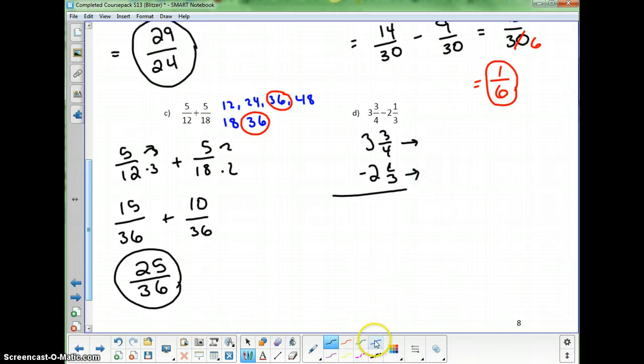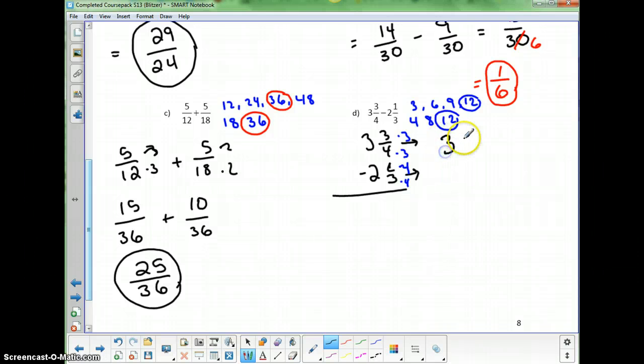Okay, so the common denominator here, if I make my list of 3, 6, 9, 12, you probably already knew it was going to be 12, and 4, 8, 12. 12 is the first number to appear on both lists, so it's going to be my common denominator. So 4 needs to be multiplied by 3, top and bottom, and this fraction here with 3 needs to be multiplied by 4, top and bottom, to get a 12 in this denominator.